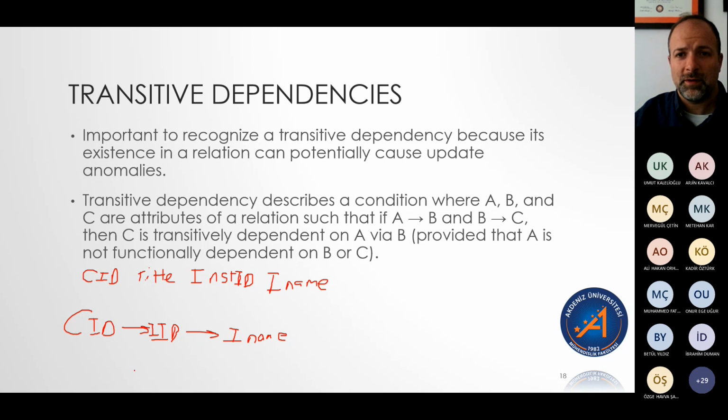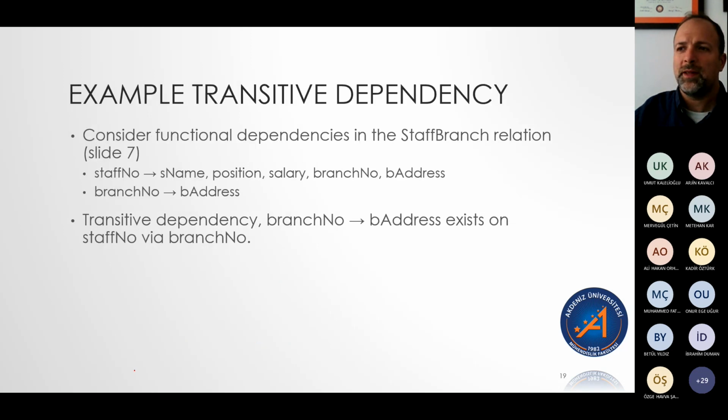These are very important. Let's look at an example here real quick, back from slide 8 again. Staff number determines basically every other column in the staff branch relation. But branch number determines branch address. So we have a transitive dependency where staff number determines branch address, but it's really that staff number determines branch number and branch number determines branch address.